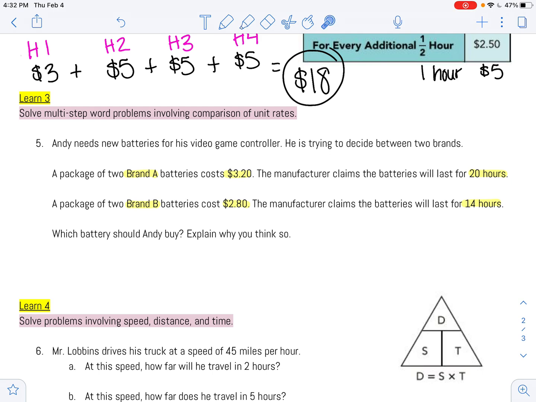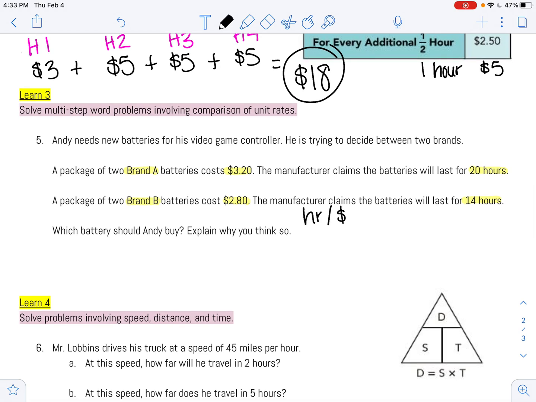So most of the time in the unit rate problems that we've been working on, we've focused on finding maybe dollars per hour or dollars per minute. But if we think about this situation with the batteries and thinking about in your own life, you're going to want a battery that's going to last longer per dollar. So for every dollar that Andy's going to spend, he's going to want to have the most battery life from that battery. So we have to think about this as hours per dollar.